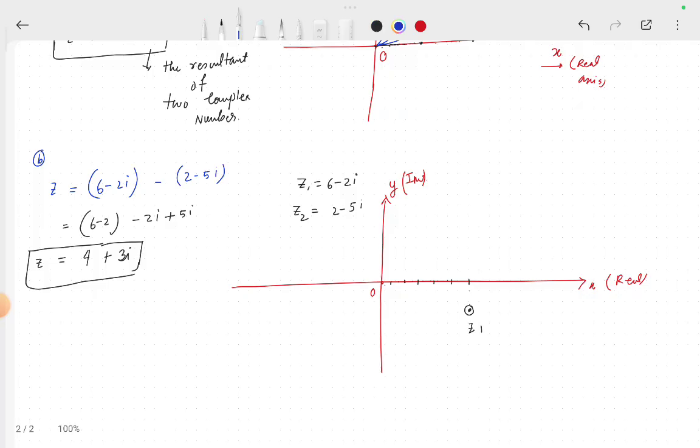I hope you understood. The next point is minus 2 plus 5i. Z2 is minus 2 plus 5i. So minus 2, plus 5i. So this is the point Z2.